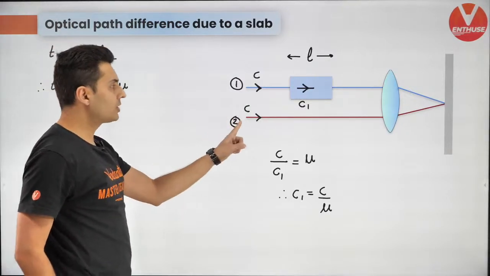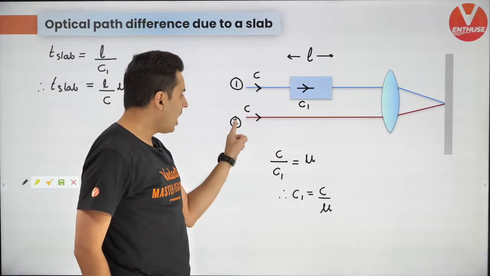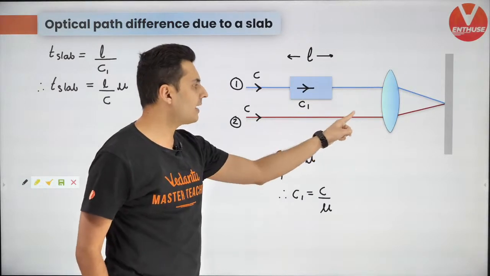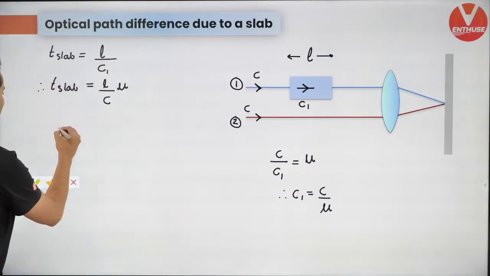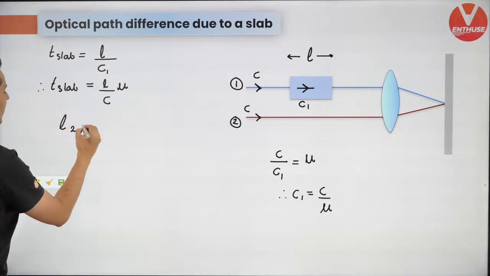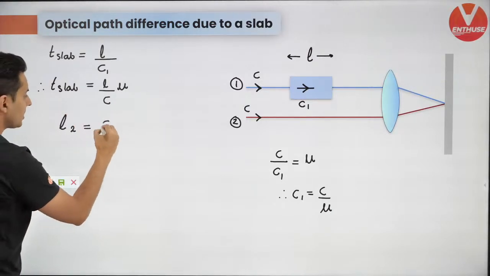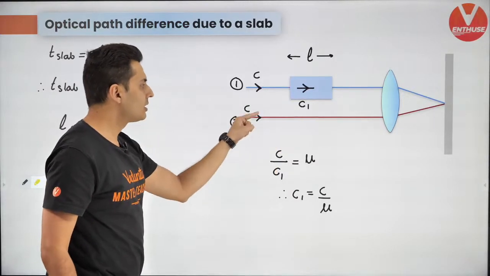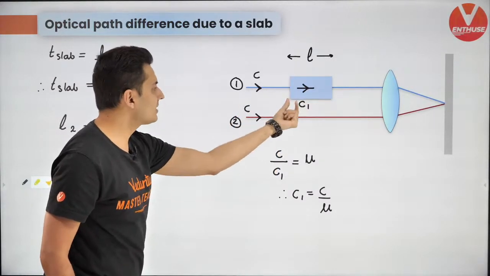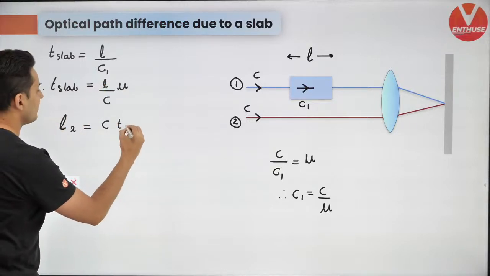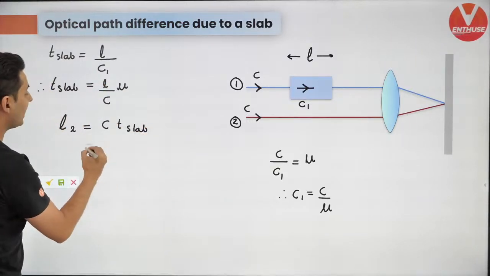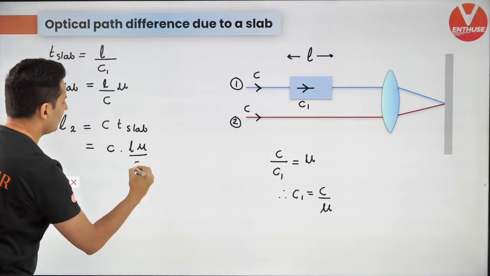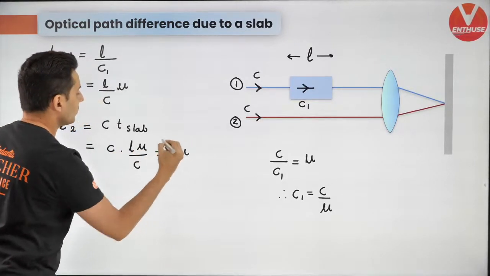Now my question is, in this time, how much did ray number 2 cover? How much did ray number 2 cover? Let's figure that out. The distance traveled by ray number 2 will be speed of ray number 2. Well, that's not going through anything. It's going through air. So it must be c. And for how much time? This much time. The time spent inside the slab by the other ray. So that will be c into L mu divided by c, which is going to be L mu.